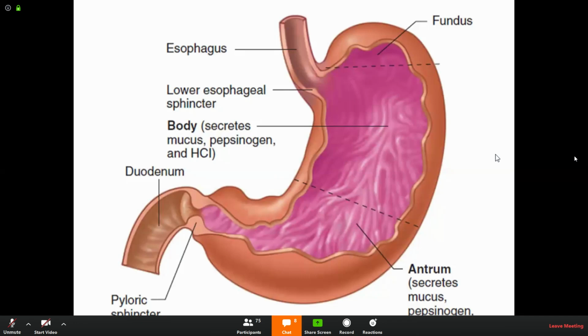The glands present in the fundic part and in the pyloric part mainly secrete the mucus and bicarbonate. But the mainly active gastric glands are present in the body and the antrum.